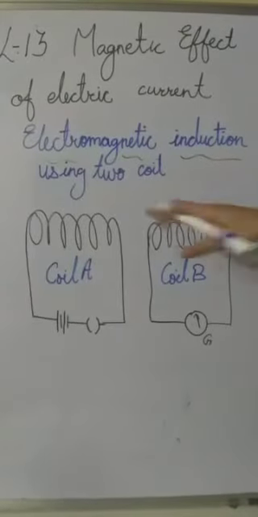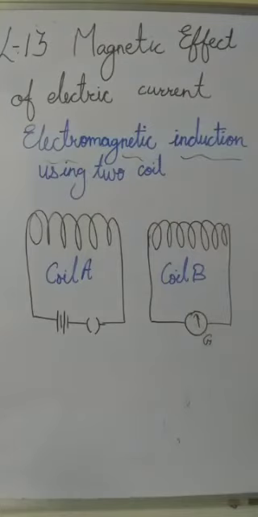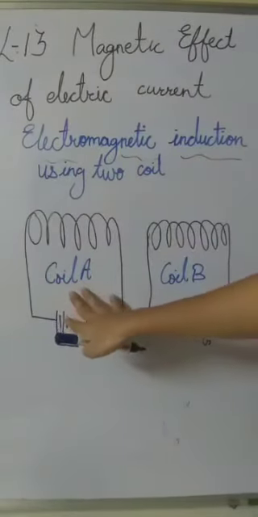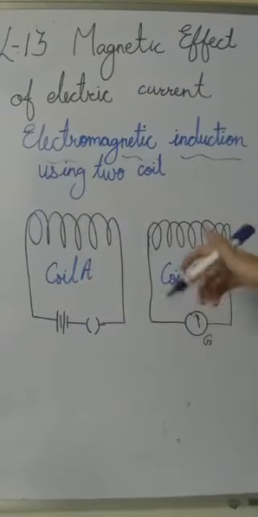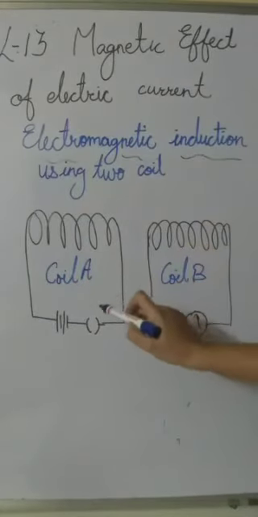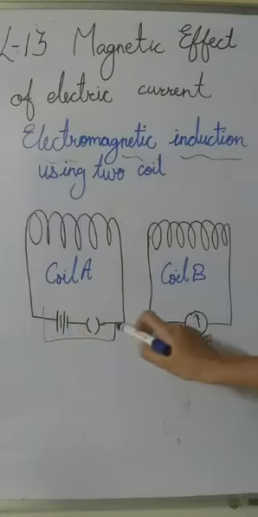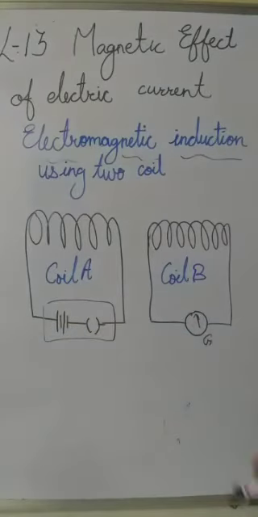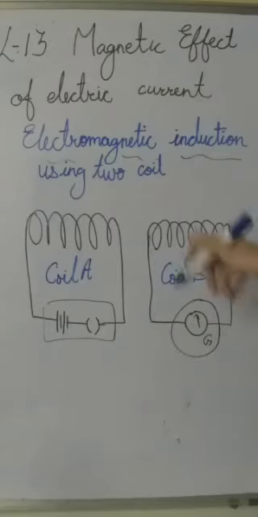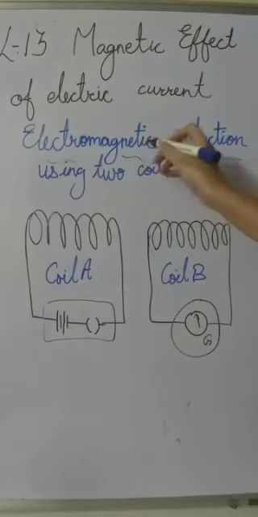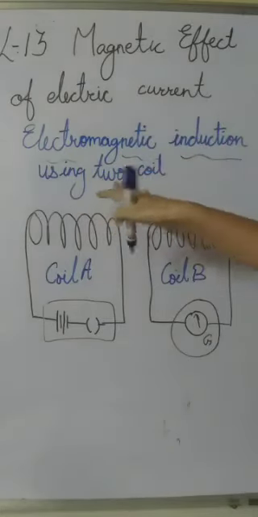Now let us see electromagnetic induction by using two coils. Here you can see coil A and coil B. If you notice clearly, coil A is attached to a battery and a key, whereas in coil B we have only a galvanometer, right? Now we are going to see electromagnetic induction using two coils.